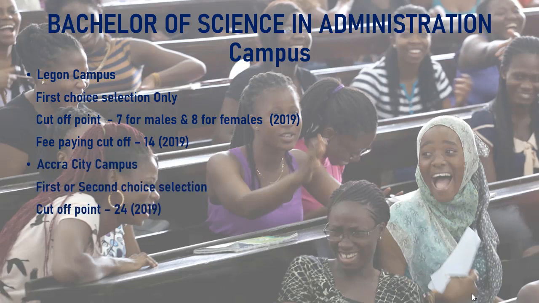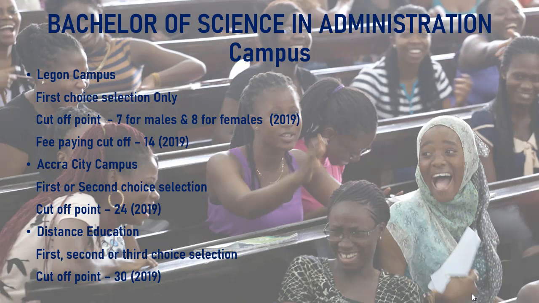This program is also available at Accra City Campus in Adabraka. It's a first or second choice selection. However, the cutoff point for last academic year was aggregate 24. It's also available at a distance mode of study, meaning you'll be attending lectures on weekends, that is Saturdays and Sundays, and when you are selecting this program, you can select it as your first, second, or third choice. And the cutoff point for this program, distance mode, was aggregate 30 as of last academic year.